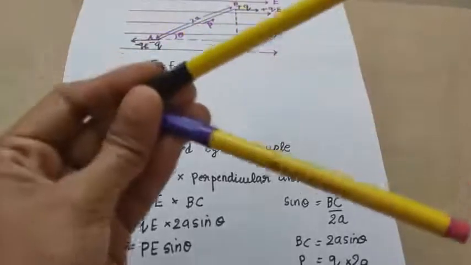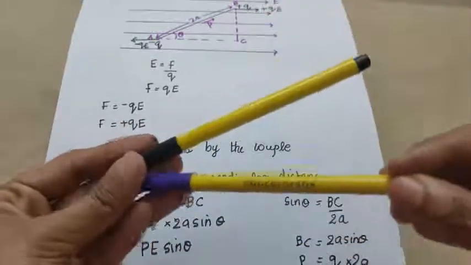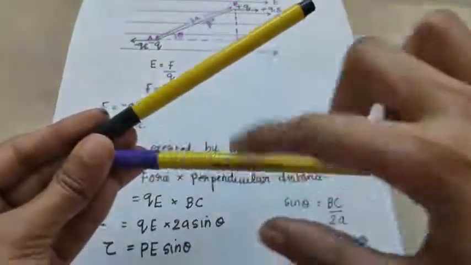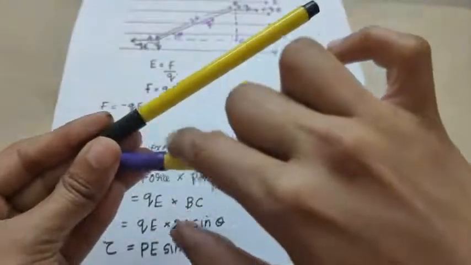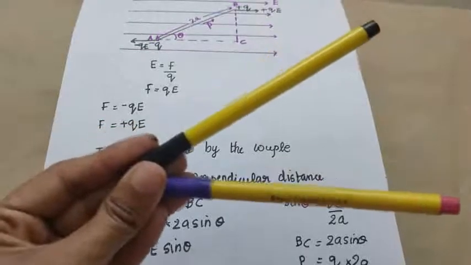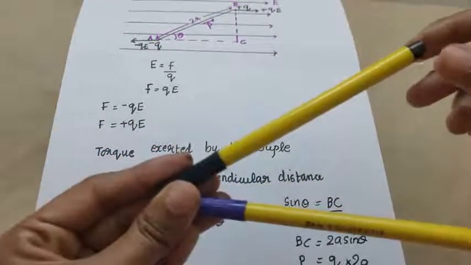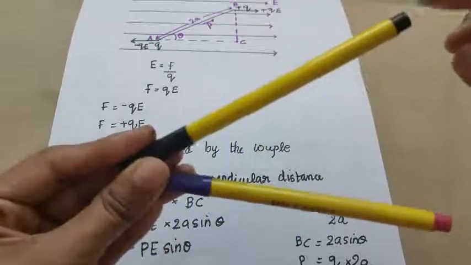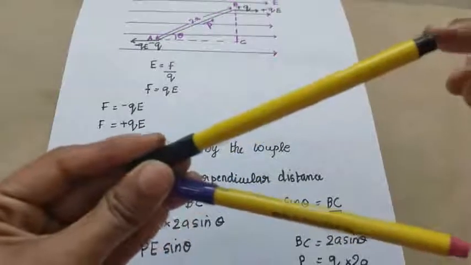So look at this. Consider this as our electric dipole, and that electric dipole moment makes an angle theta with the electric field. Suppose this dipole is rotated through a small angle d theta, that is, this is the current position of the electric dipole.